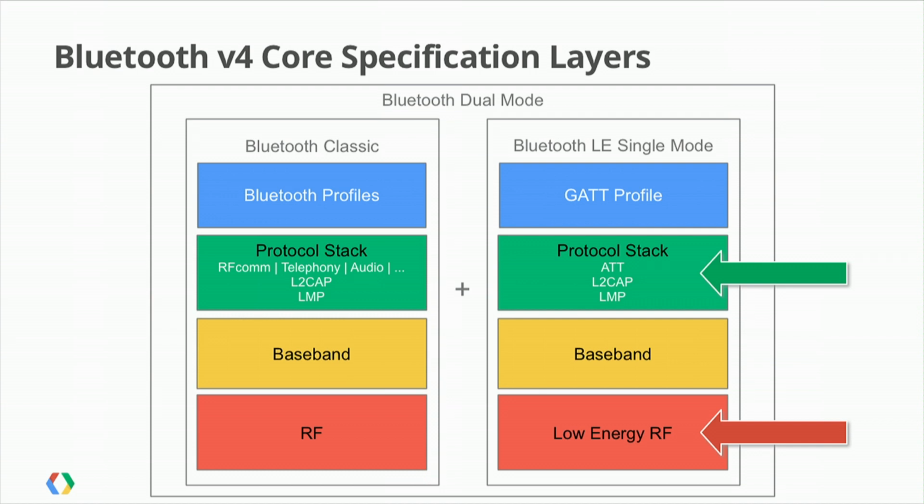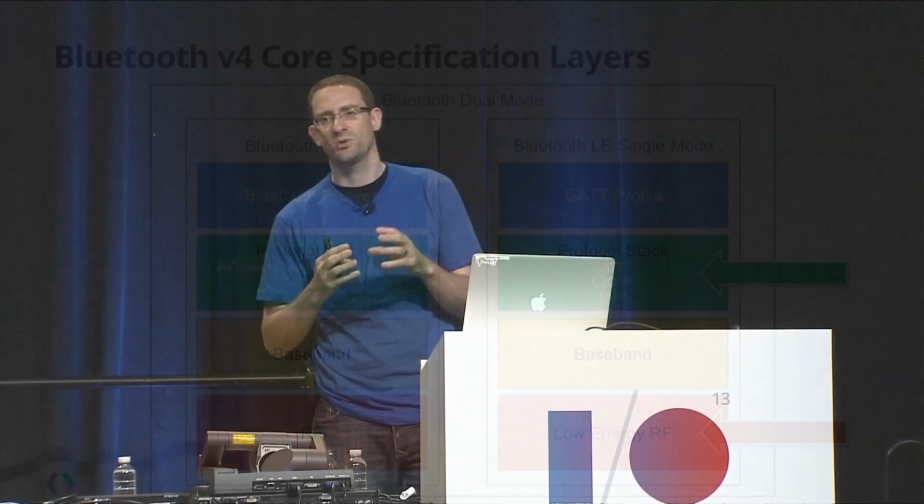And the protocol stack, instead of being this enormous array of protocols, is really focused on the one attribute profile. And on the profiles at the top, instead of all the different profiles, we just got this GATT profile on the top. So the Bluetooth LE stack is a fraction of the size of the Bluetooth Classic stack. And because of the low energy RF, it needs a fraction of the size battery, and you get these devices, of course, that are a fraction of the cost and run for a lot longer.